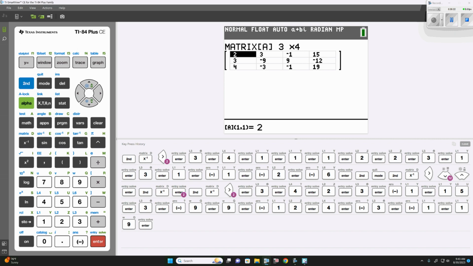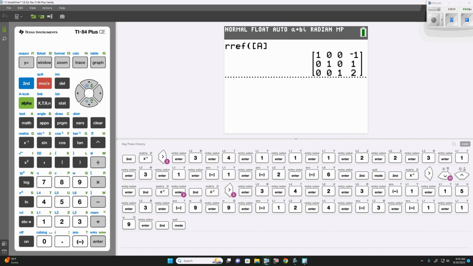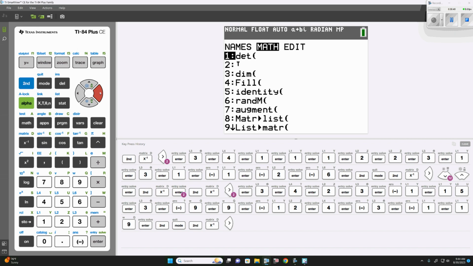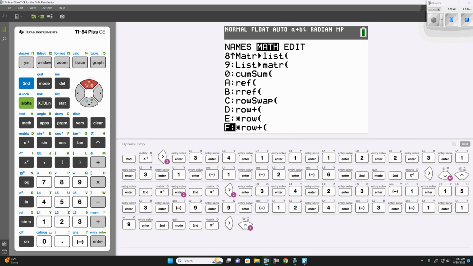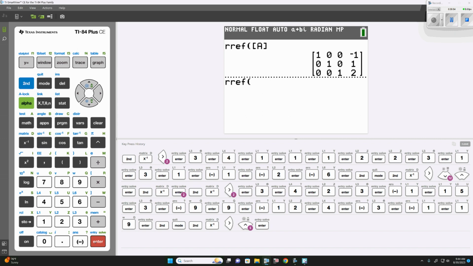Okay. Now, we're going to go second mode, second quit. We want to quit out of that matrix so we don't put anything else in there. Now, second matrix, we need REF. So we go over to math. You can go up or down to get there, because if I go up, it goes to the bottom of the list first. And we hit enter. Second matrix A, enter. 5, 1, -2. That is the solution.